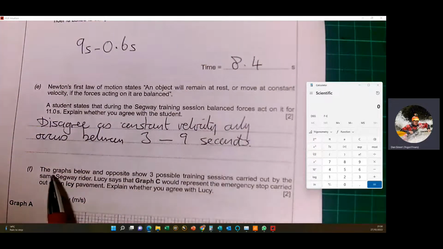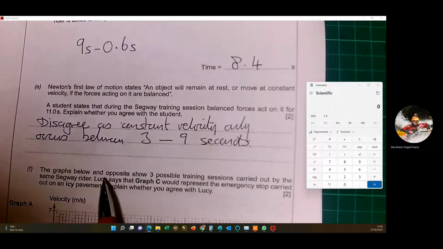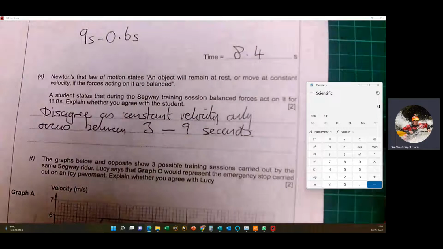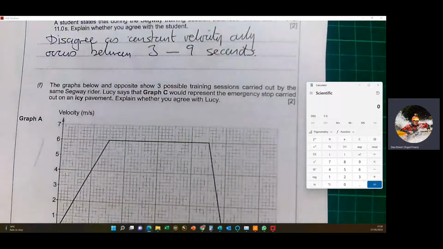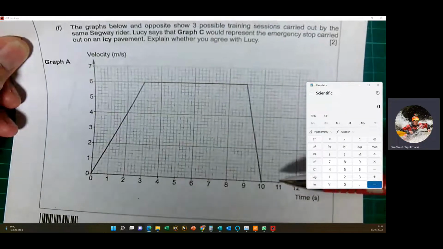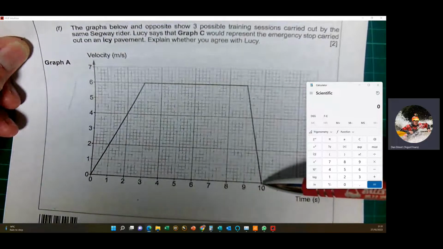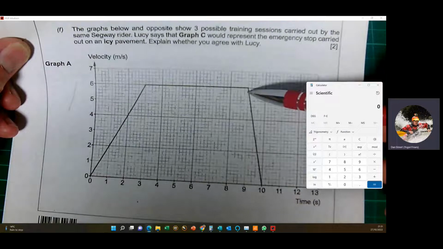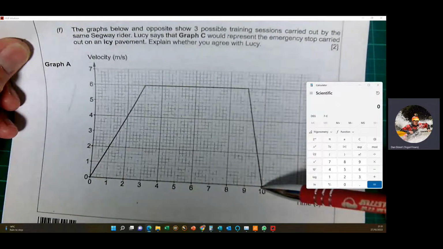Okay, next question. The graphs opposite show 3 possible training sessions carried out by the same Segway rider. Lucy says graph C would represent the emergency stop carried out on an icy pavement. Explain whether you agree with Lucy. Okay, so if we quickly have a look at these graphs, this one shows a similar acceleration, but a much quicker deceleration, so the Segway is coming to a halt after only 1 second here, which is unlikely on an icy pavement. On an icy pavement, the Segway may start to slide, and it would take longer to come to a halt.